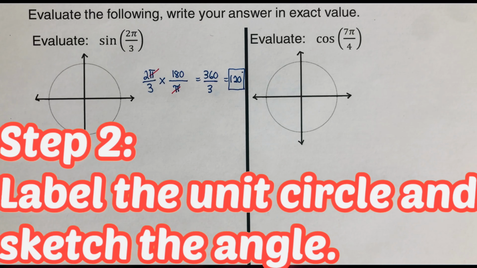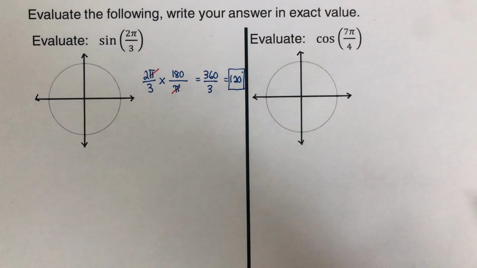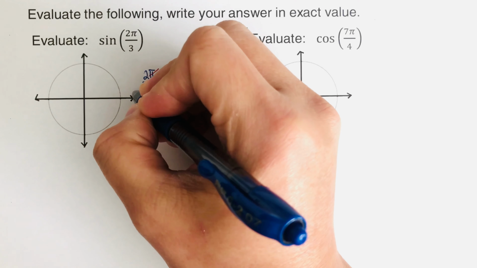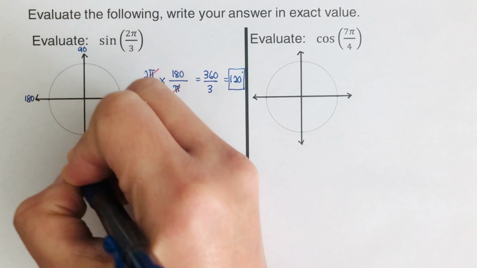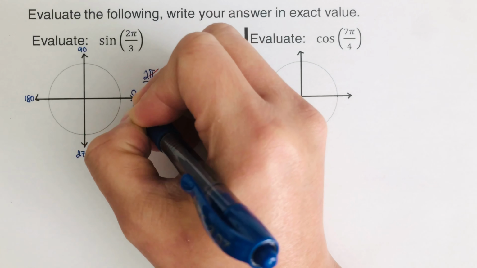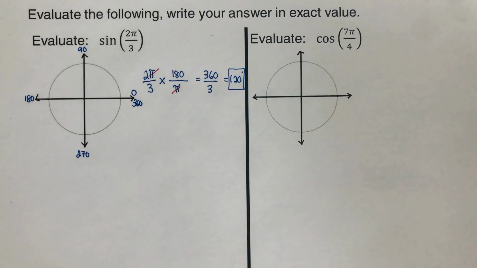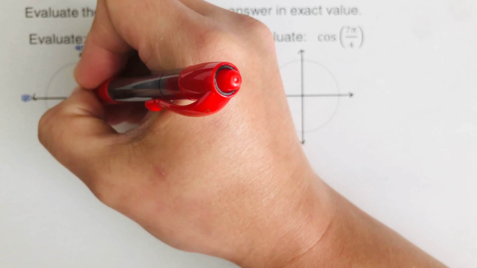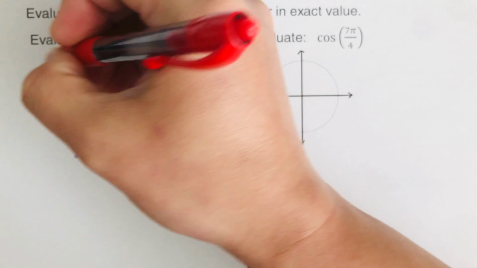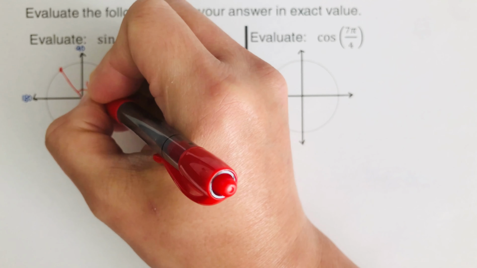The second step is to label the unit circle and sketch the angle. In this unit circle, we can label this as 0, this is 90, this is 180, 270, and this is 360. Since this is all the way to 120, we can approximate it. That's 90 right there, so 120 could be somewhere around here. I will draw that angle and label this as 120. So this is 120 right here.